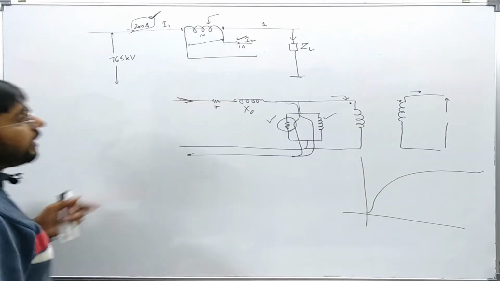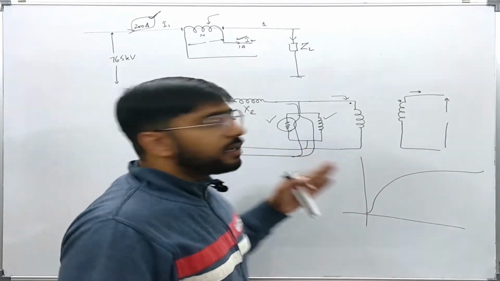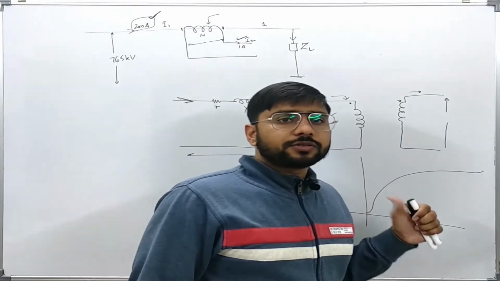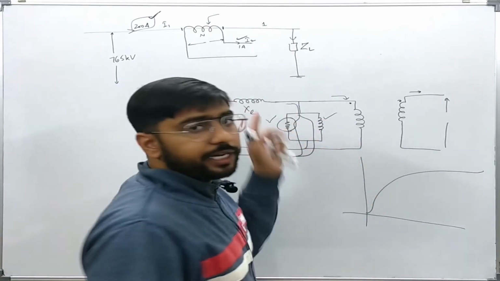Now let us try to understand the various errors involved in the CT, and later on we will also see those similar errors in the potential transformer, which we will see after CT in the next slide.